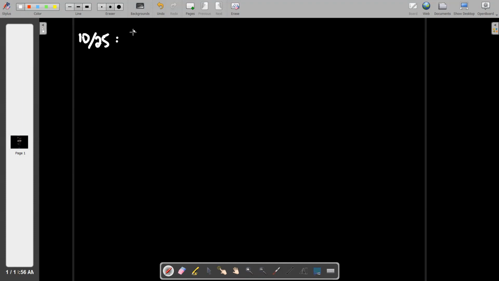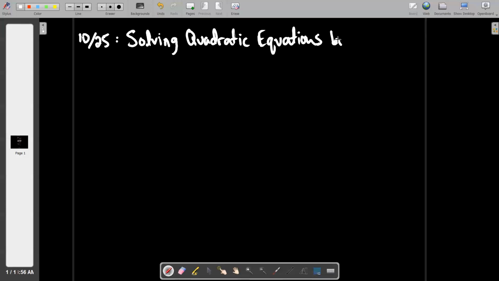So today we're going to go back and solve quadratic equations again. So, solving quadratic equations by completing the square. I used to dabble with this in Algebra 1. Sorry about my word square up there in the corner.